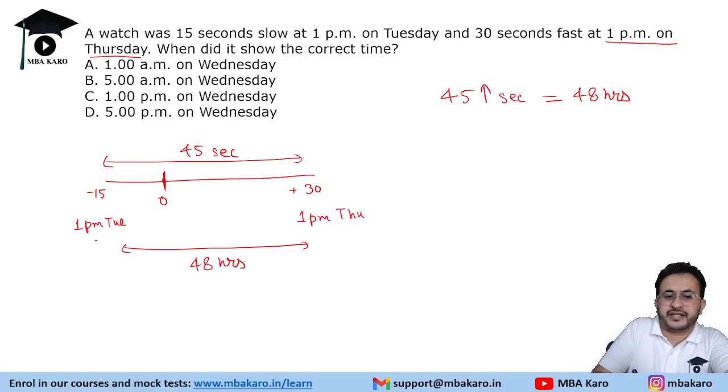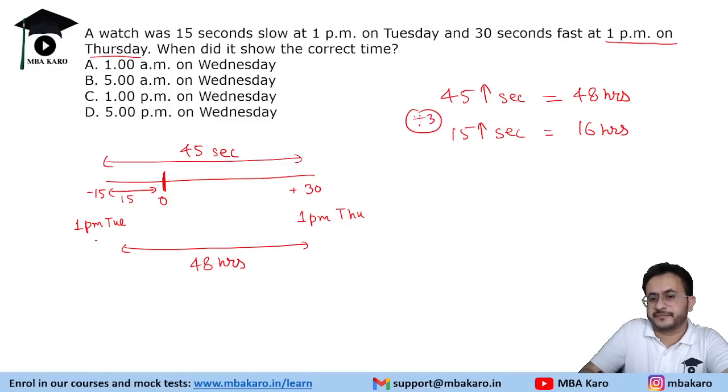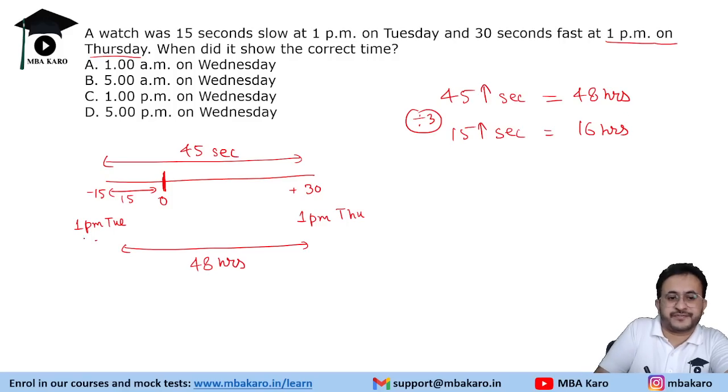Now we have to find the correct time. We have to go only 15 seconds ahead. So in order to increase 15 seconds, it will require 16 hours. One third हो गया ना, divide by 3. So it will require 16 hours. 16 hours from 1 p.m.